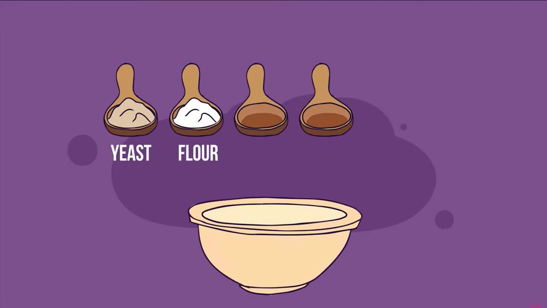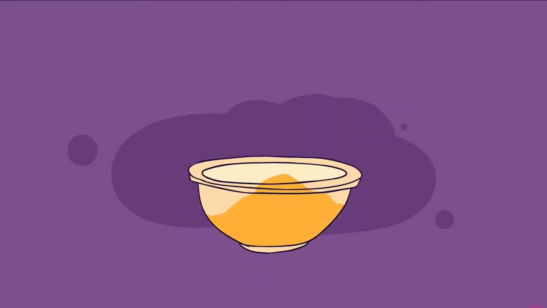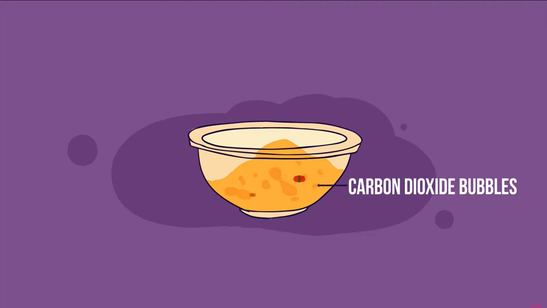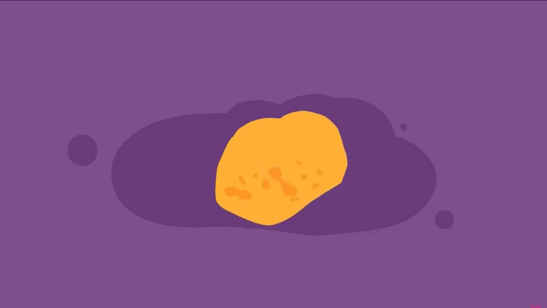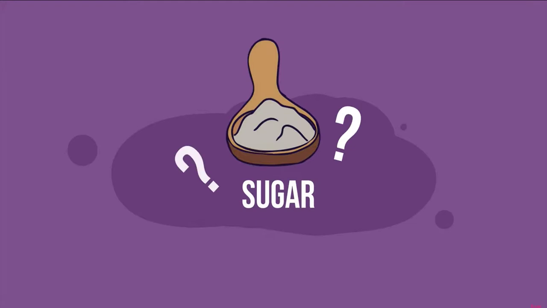Yeast is mixed with flour, sugar, salt, and water to make dough. The yeast then respires anaerobically, producing carbon dioxide. Bubbles of carbon dioxide are trapped in the dough of the bread. This makes the bread rise, resulting in a lovely soft, bouncy loaf of bread. Yum! Why do you think sugar is added to the dough?